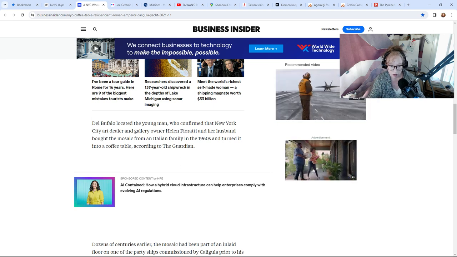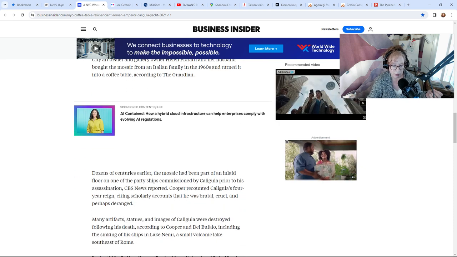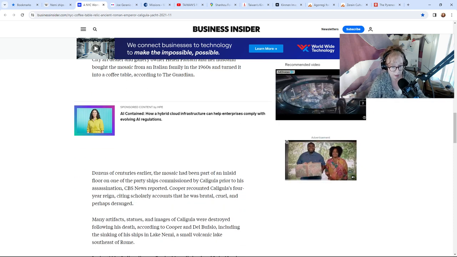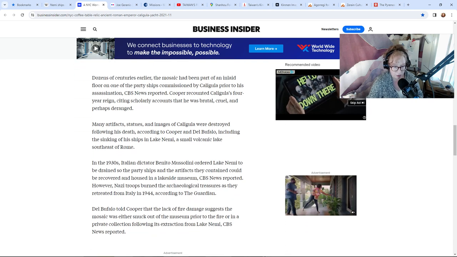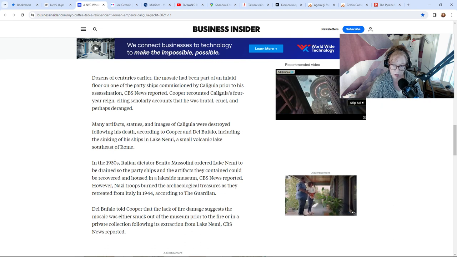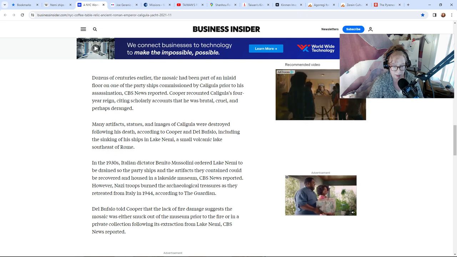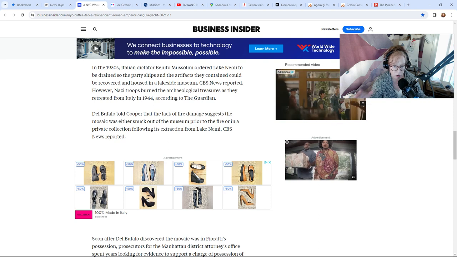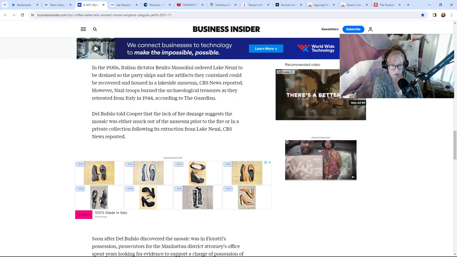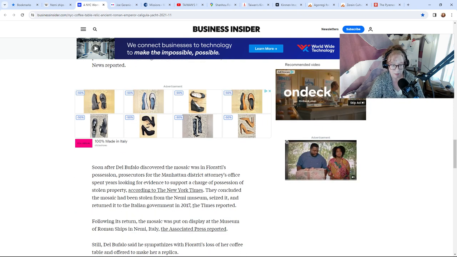And they get to talking, and come to find out the mosaic was part of an inlaid floor on one of the party ships commissioned by Caligula prior to his assassination. In the 1930s, Italian dictator Benito Mussolini ordered Lake Nemi to be drained so the party ships and artifacts they contained could be recovered and housed in a lakeside museum. The lack of fire damage to the mosaics suggests the mosaic was either snuck out prior to the fire or was in a private collection following its extraction from Lake Nemi.